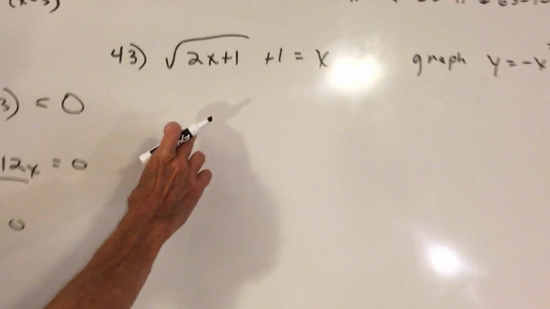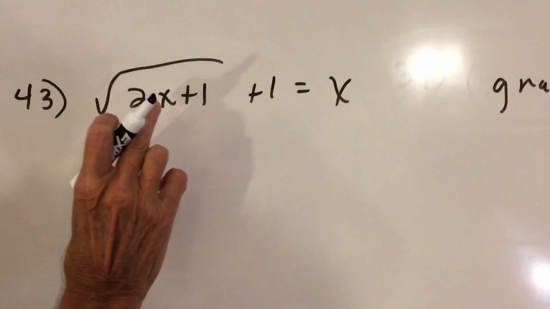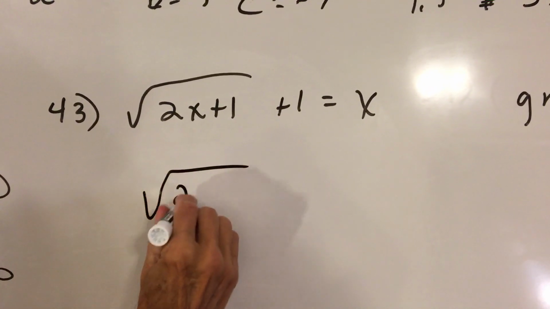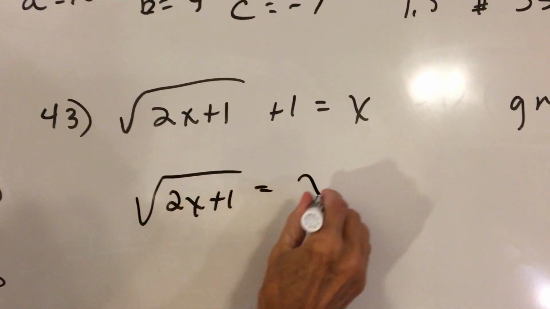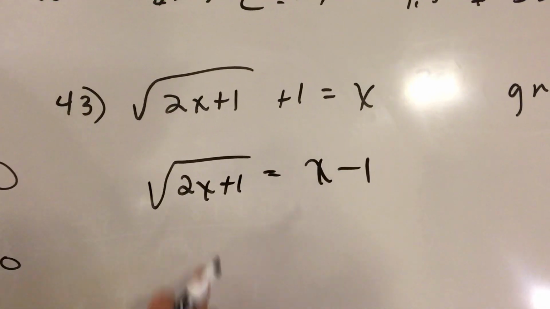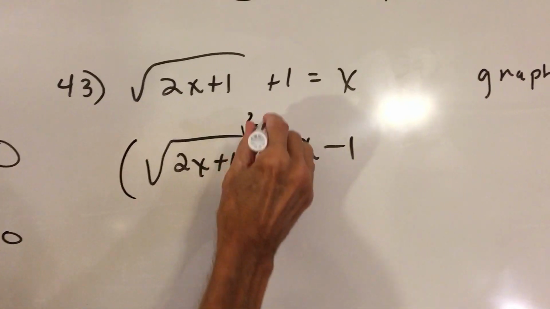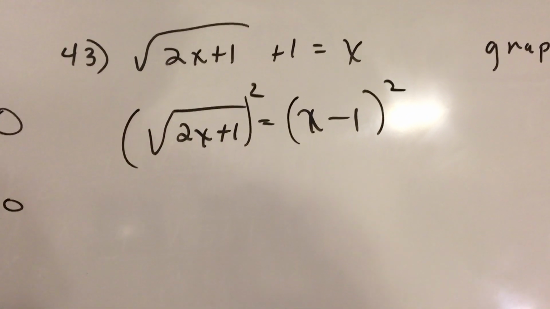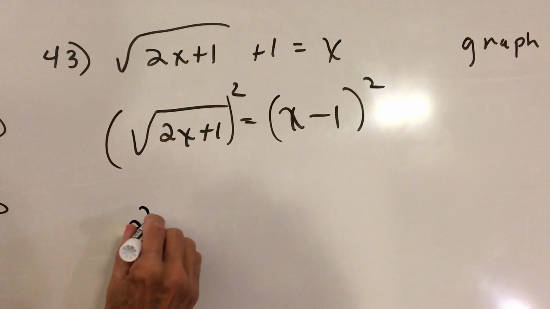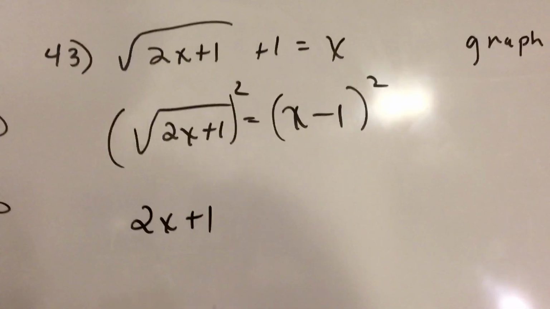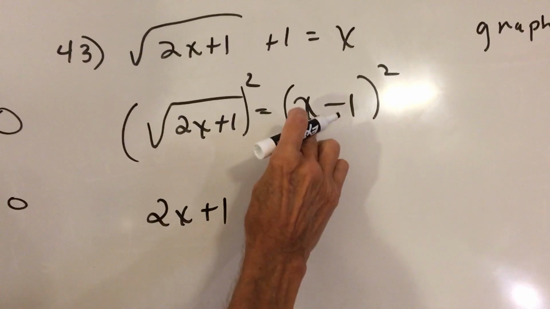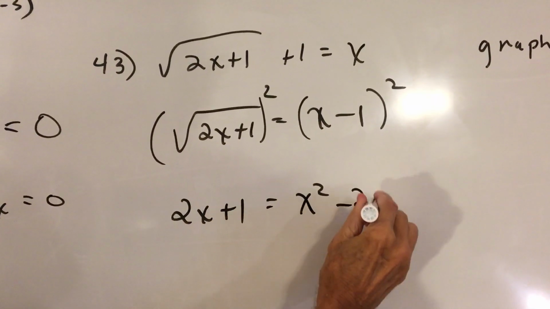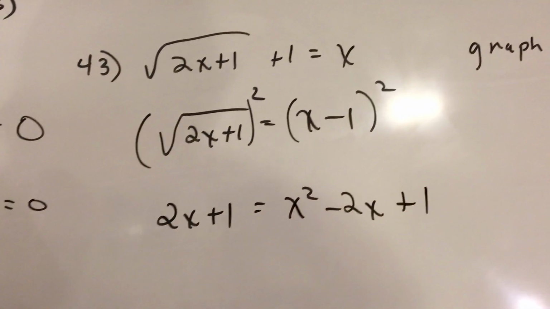Over here we have a radical. If you have a radical, you're going to isolate the radical, so subtract 1. Then you have a radical, you square it. But whatever you do to one side, you have to do the other. When you square a radical, you get what's inside. When you square a binomial, you get that squared, you get the middle term doubled, and you square the rest.